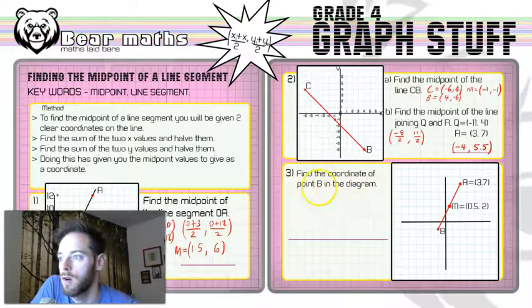Alright, find the coordinate of point B on the diagram. Now, this time we have got point A and the midpoint. Alright, so we've got this kind of sketch with no scale here. There's no numbers on here. We've just got what the coordinate values are.